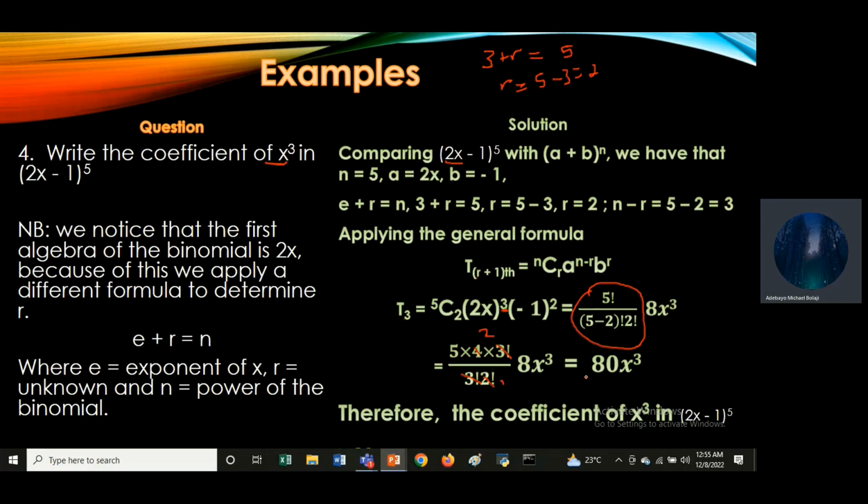So the coefficient of x raised to the power of 3 in 2x minus 1 raised to the power of 5 is equal to what? Is equal to 80. So, and that brings us to the end of this question and to the end of this part in our quest under binomial theorem. I'm sure we all understand these questions 3 and 4.